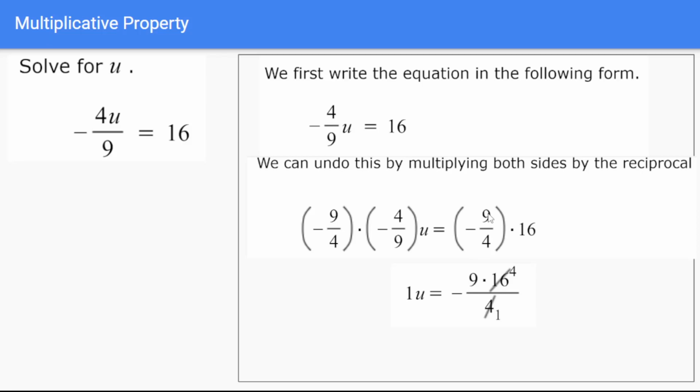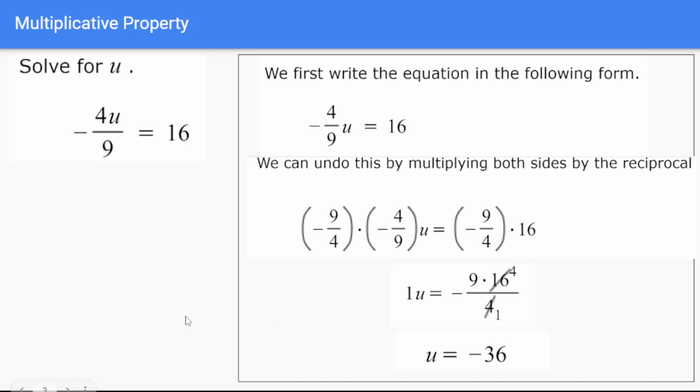And now 9 times 16 over 4. Look, 4 goes into 16 4 times, right? You can divide 16 by 4 and you get 4, so it's going to be 9 times 4 over 1, or 36. So negative, don't forget about that negative. Negative 9 times 4 is 36.